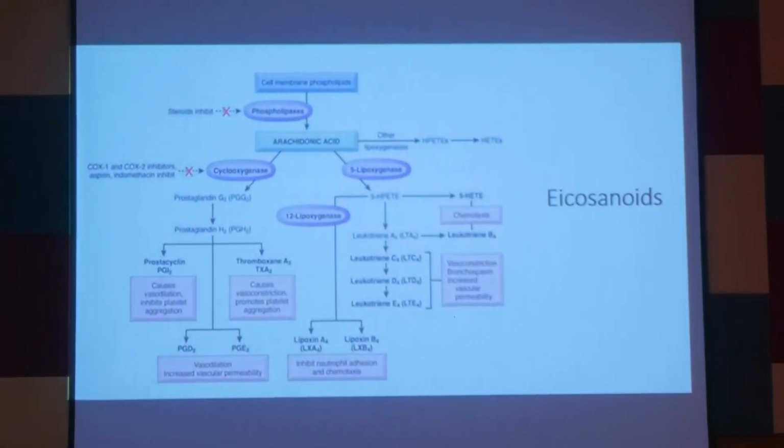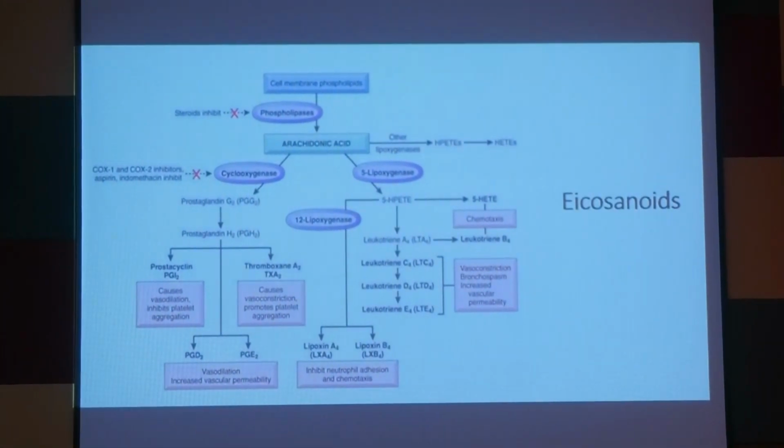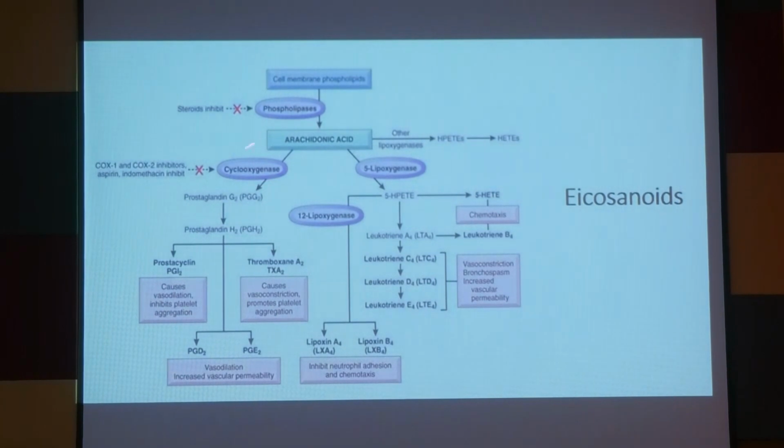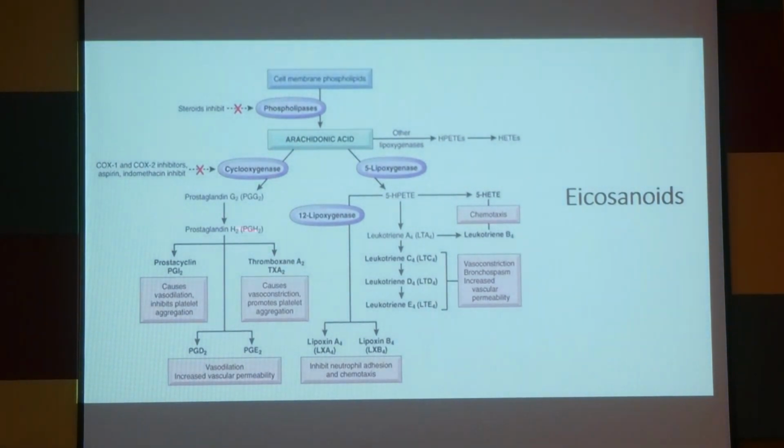Okay, and eicosanoids have two broad groups of molecules. One is the cyclooxygenase pathway, another is the lipoxygenase pathway. So this is the cell membrane phospholipid. You know the bilayer structure: lipid, protein, lipid, protein. Okay, lipid bilayer structure.